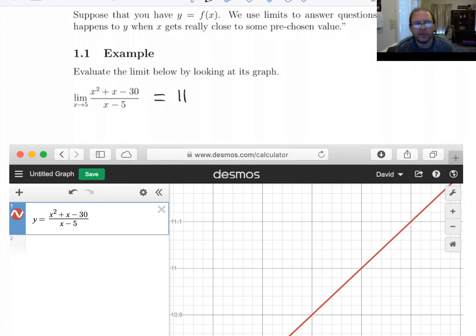It's important to remember limits are concerned with what happens when x gets near 5, or whatever our number is. It doesn't really care what happens when x is equal to 5.